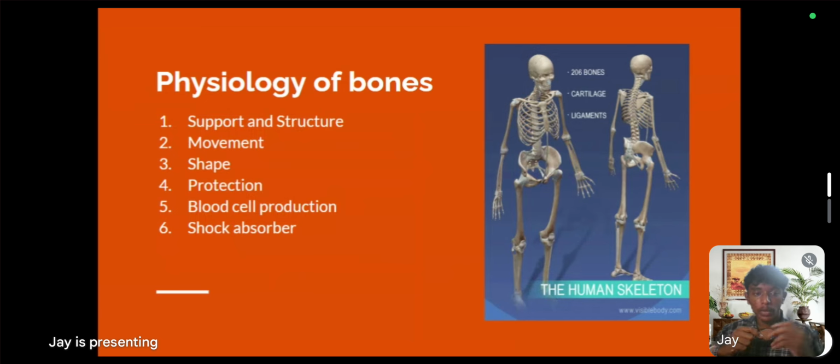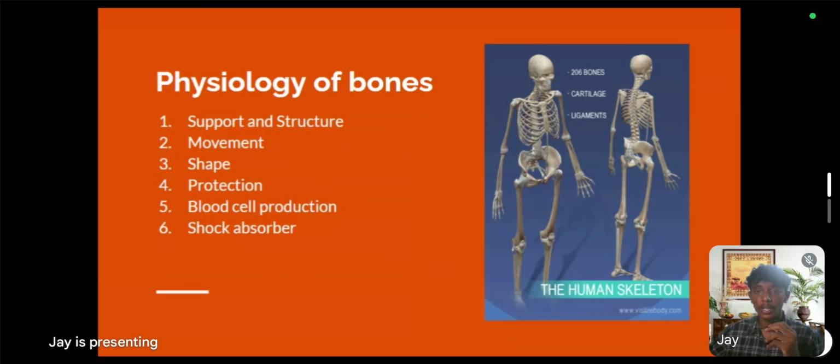Next, we have movement. Bones work with muscles, tendons, and joints to facilitate movement like running, swimming, walking. They act as a lever, allowing muscles to generate motion when they contract. Next, we have shape. Our facial features are partly determined by the shape of our facial bones, like how our jawline is formed, and our height is also linked to our skeletal framework as well.